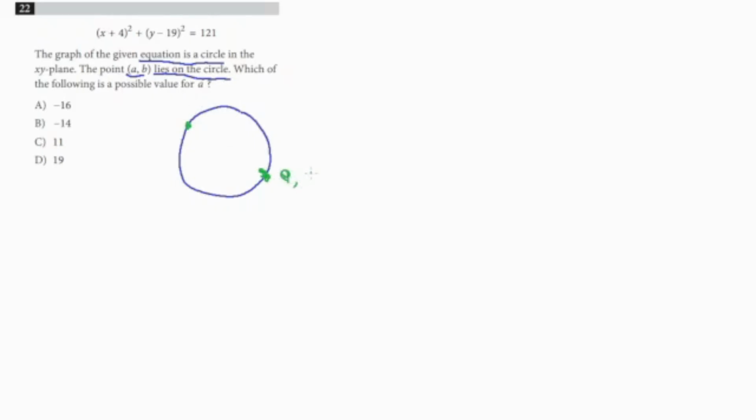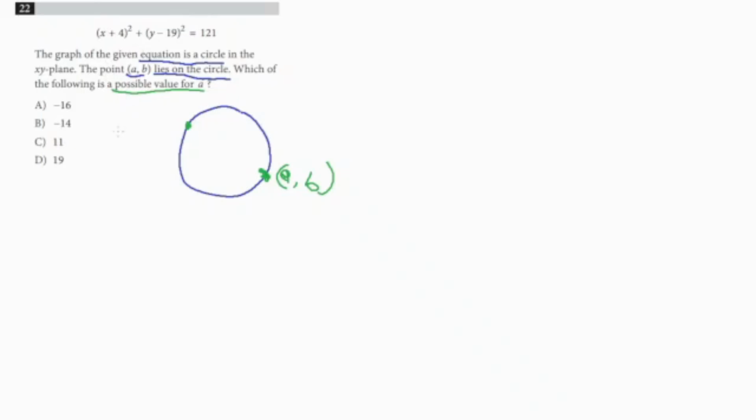It's just some hypothetical point, and we have to find if one of these values can be A, because it says possible values of A. So what we have to do really is plug and chug, if you think about it. They don't really give us much info other than point (A, B) is on the circle, and these are potential values of A, which are x values. A is the x point, so really we're just plugging this in for x and seeing if that makes sense.